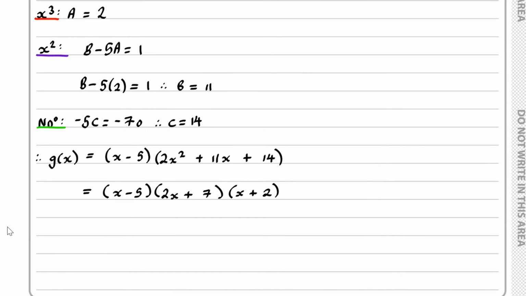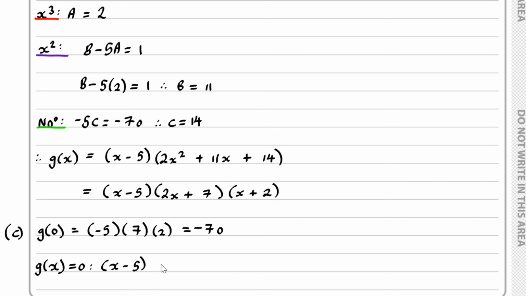First of all, if we do sketch the curve, when x is 0, g of 0, that will equal minus 5, lots of 7, lots of 2, so here we have minus 70. And when g of x is equal to 0, we have x minus 5, lots of 2x plus 7, lots of x plus 2, which is equal to 0, from which we can see x is equal to 5, minus 7 over 2 and minus 2. Okay?